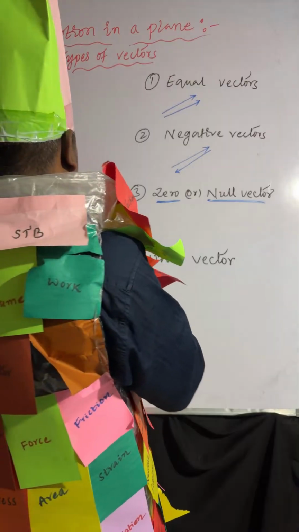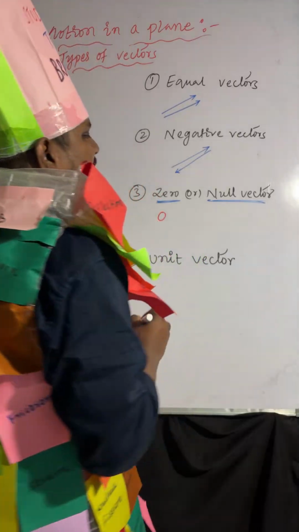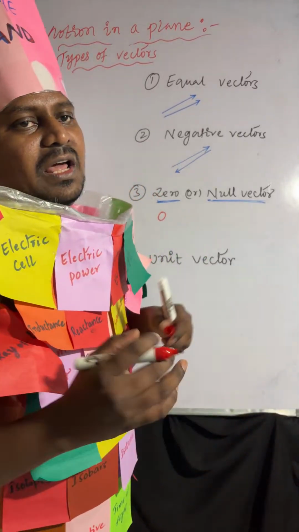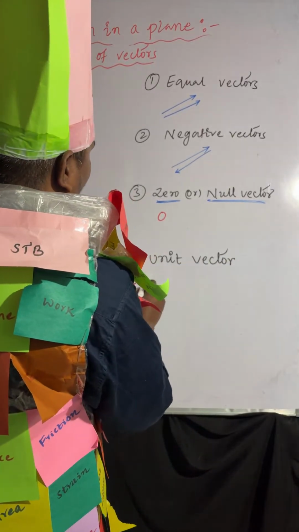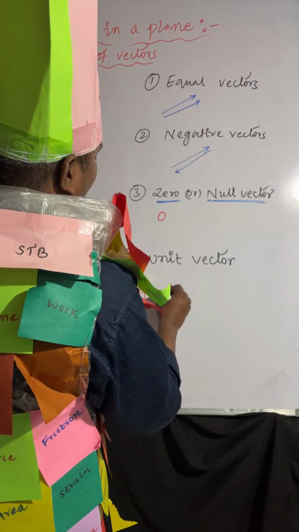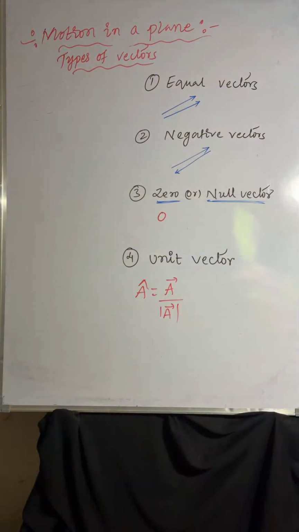Coming to null or zero vector. The vector whose magnitude is zero is called a zero vector or null vector. Coming to unit vector: A cap equals A bar by mod A bar. The vector whose magnitude is 1 unit is called a unit vector. Understood or not?